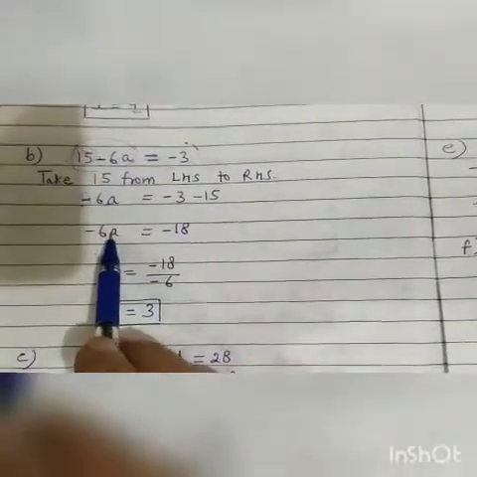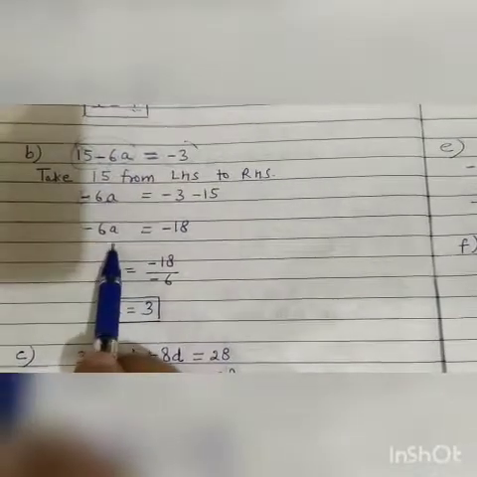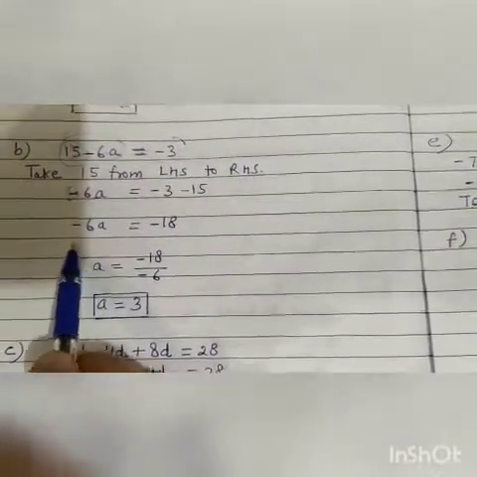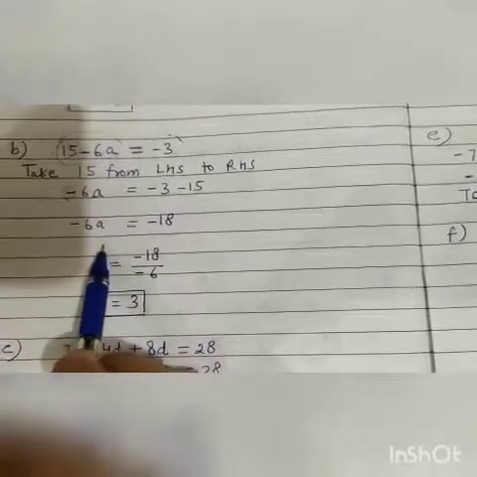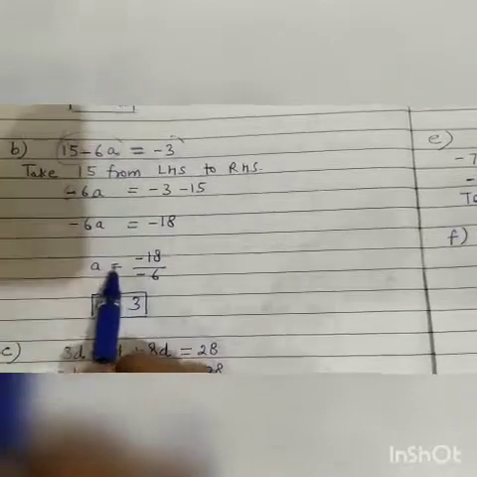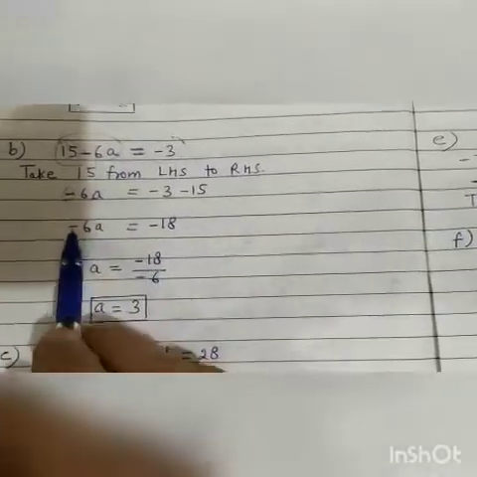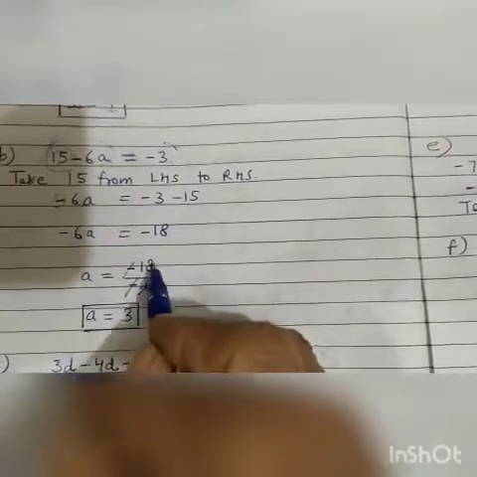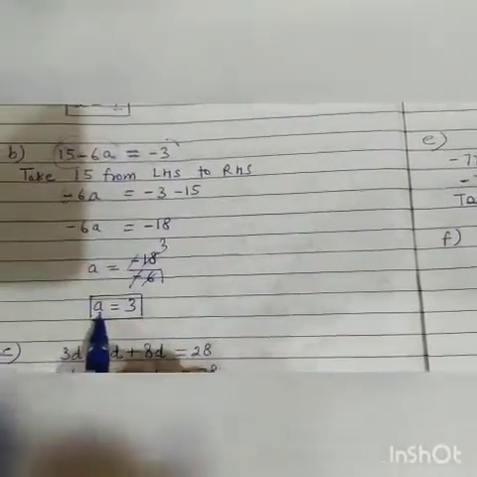Again, minus 6a means minus 6 multiplied by a. It means a is with a multiply sign, minus 6 is multiplied with a. So it will go to division. Then a is equal to minus 18 upon this minus 6. Minus minus cancel. 6 ones are 6, 6 threes are 18. A is equal to 3.